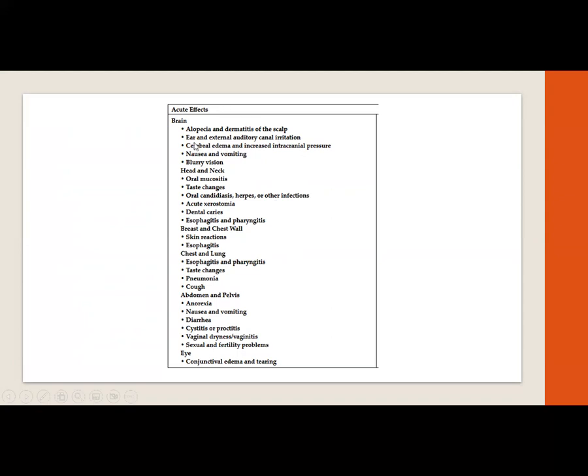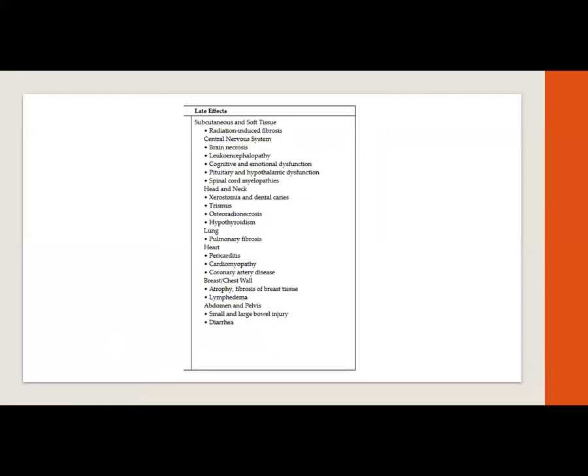For example, if I have brain cancer and we give them radiation, I'm going to be concerned about that cerebral edema and increased intracranial pressure. The reason I'm so concerned about those is because they can cause neurological issues for my patient. So looking at these and seeing which ones are like that will be helpful to put it together. And then these are some of the late effects. Those ones were early. These are some of the later ones of continued radiation.